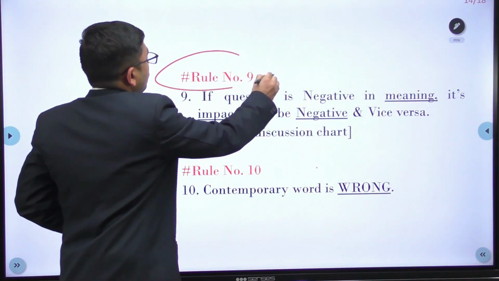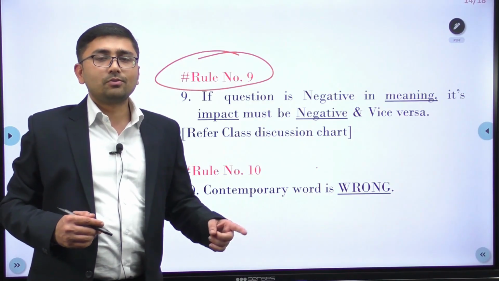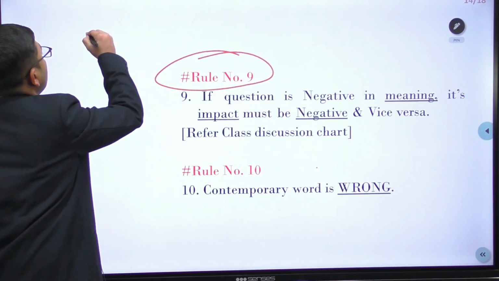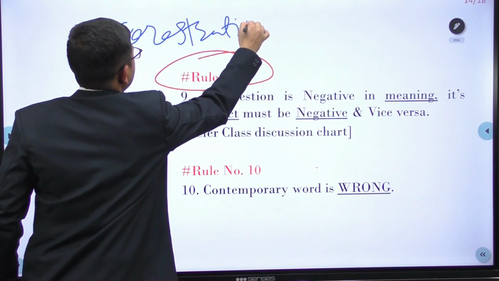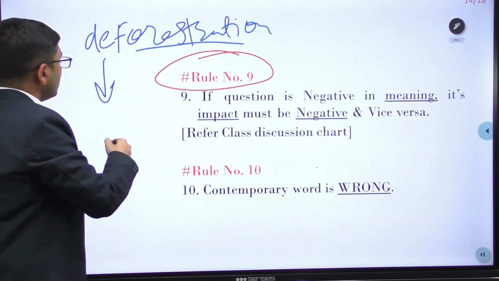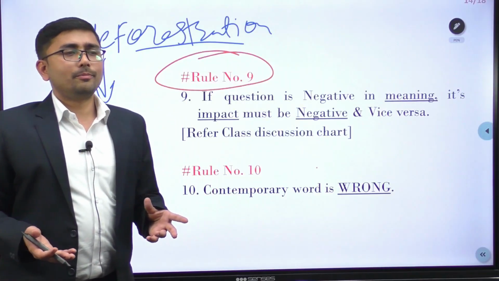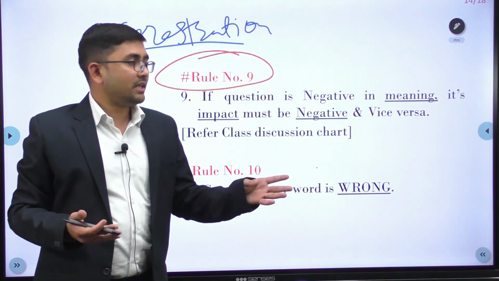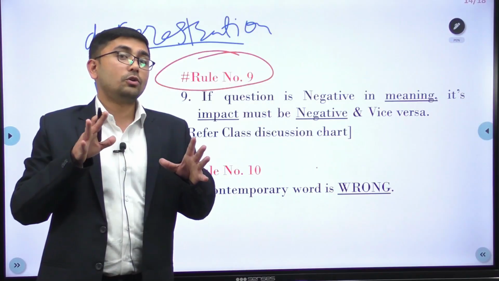Rule number 9 says that if the question is negative in meaning, its impact must be negative, and vice versa. That means if the question is positive in meaning, its impact will be positive. How, sir? If deforestation is there, then the impact of deforestation is going to be negative. If the question is on global warming, then you could say that the impact of global warming is negative. So if the question is negative in meaning, its impact must be negative. With this hack you can at least solve 2-3 questions.